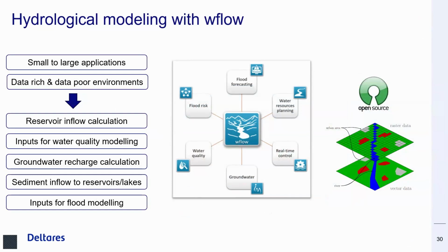So it is usable for really regional applications where you build a model that is locally relevant. It can be applied in data-rich, but also in data-poor environments. At Deltares, we often use it in a wider project, for example, for the calculation of reservoir inflow, for input for water quality modeling, or for groundwater recharge calculation, for sediment inflow into reservoirs or lakes, or as an input for flood modeling.